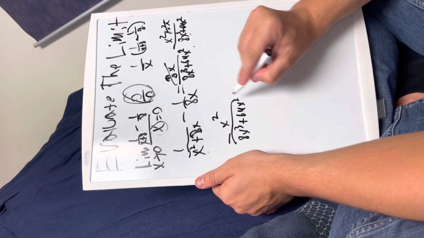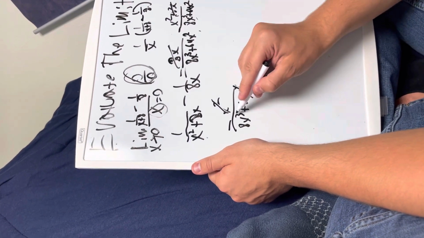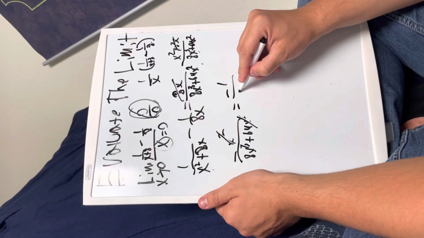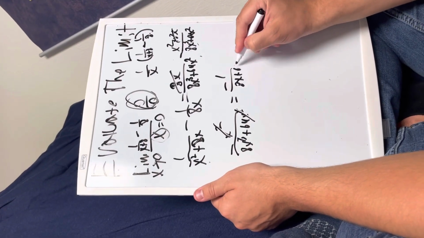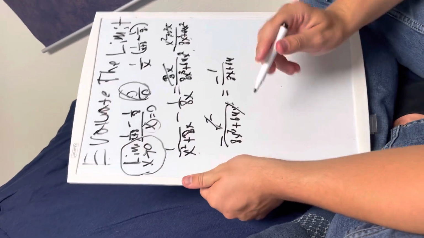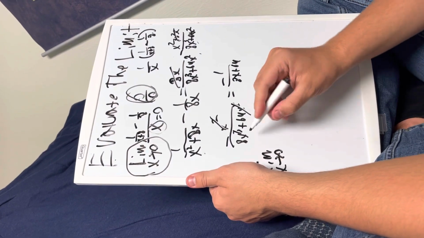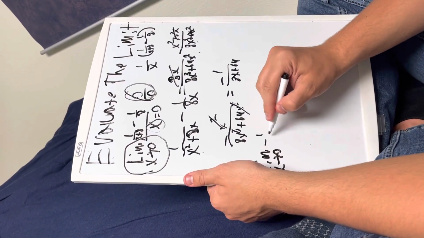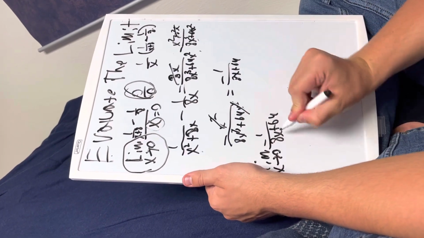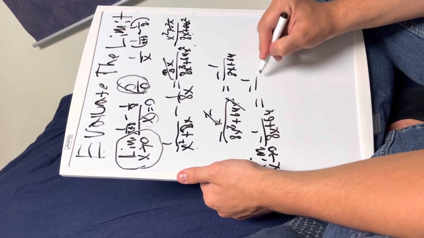You can simplify this further. You have x's everywhere. So x squared and x squared cancel. This just becomes x, which leaves you with negative 1 over 8x plus 64. And if you remember, we're finding the limit as x approaches 0. So really, it's the limit as x approaches 0 of negative 1 over 8x plus 64. And if you plug in 0 to this 8x, it becomes negative 1 over 64.